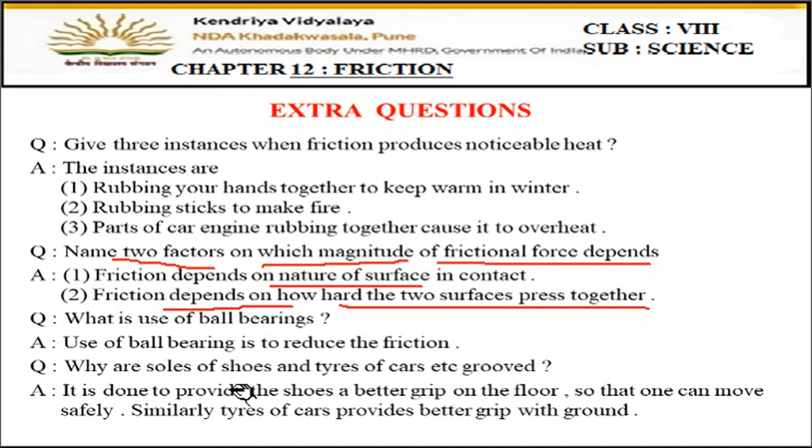Suppose there is a very heavy box. That heavy box is pressed very hard on the surface, so the frictional force will also be much more, and we need a lot of force to move that box. And if a very light box is kept on the surface, it is very easy to move because the friction between the lightweight box and the ground is very less, because the box is pressed on the surface very lightly. So the second factor on which the friction depends is how hard the two surfaces are pressed against each other.